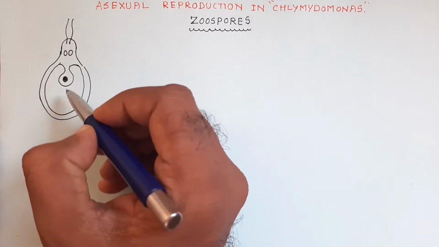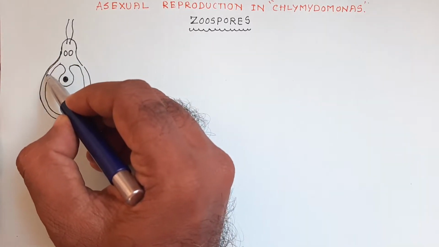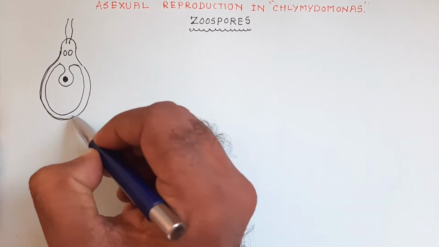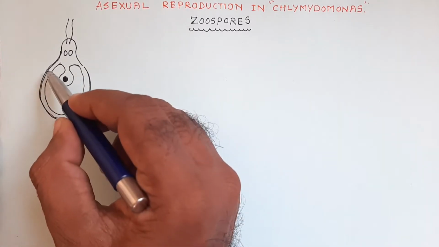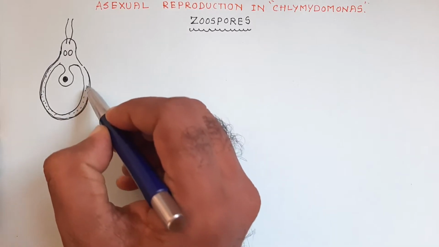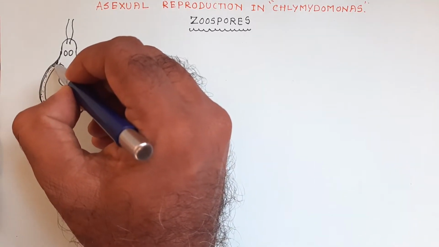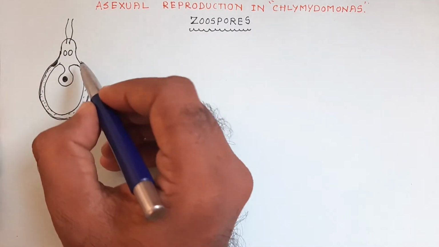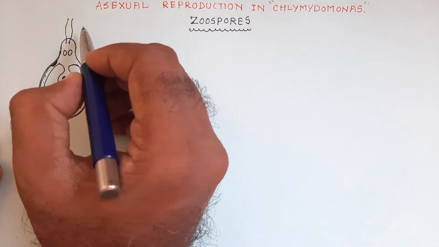the nucleus is enclosed. It has a thin cell wall, and the protoplast is surrounded by cytoplasm. At the anterior region of the body there is a spot. It is known as an eye spot, or it is called a stigma. This is the very simple structure of Chlamydomonas.